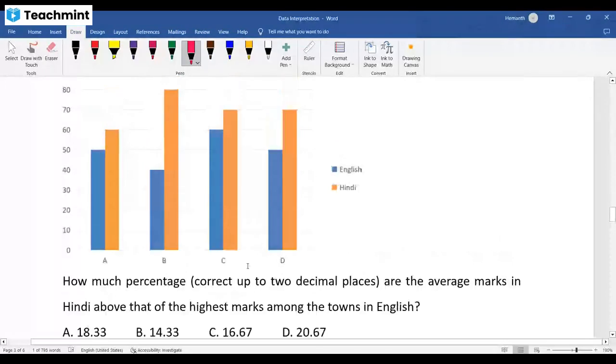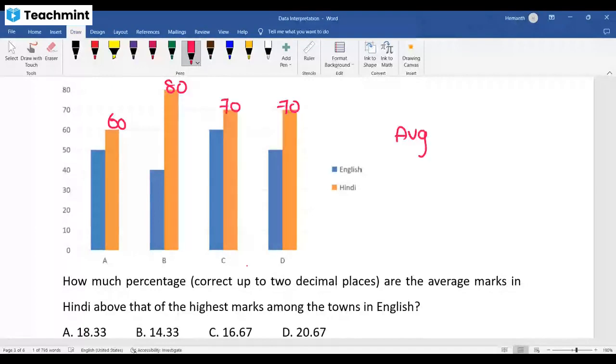First calculate the average marks in Hindi. 60, 80, 70, again 70. Average will be 70 only. Without calculating, actually average is equal distribution. Right side 70, 70, and 60, 80. Among 80, if I give 10 to this guy, it is 70, 70, 70. All 70 means average 70 only. Or you do the sum divided by the number of values, that will also give 70. Average of Hindi is 70.